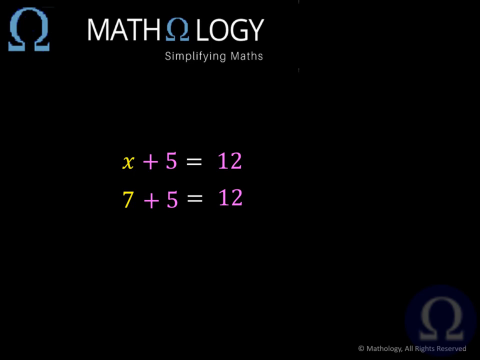To solve algebraic equations, we isolate the variable by moving all non-variable terms to one side of the equation, or by balancing the equation.